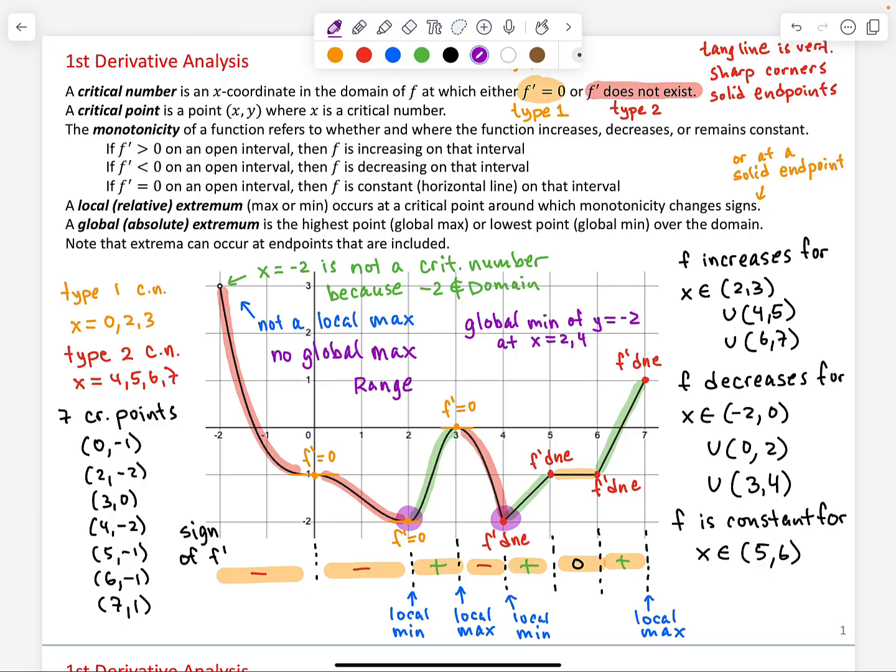In fact, note that the range of this function is y is anywhere from -2 included up to 3 excluded. This reveals to us that -2 is a global min, but there is no global max because of the exclusion of 3 in our range.